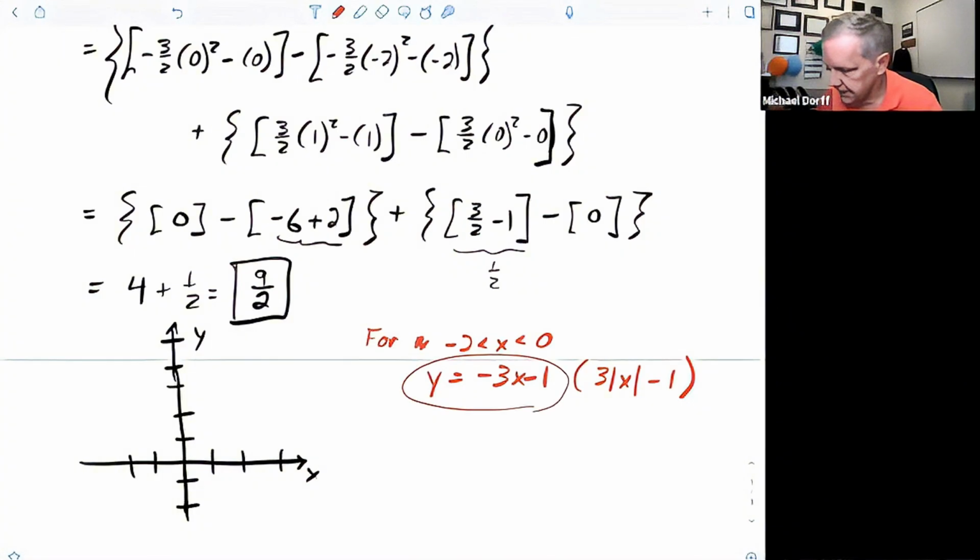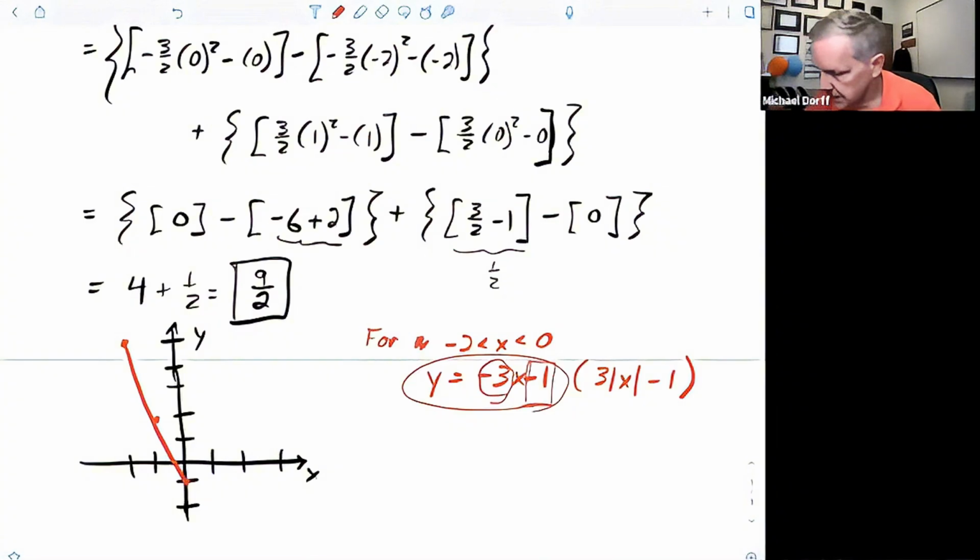So what does the graph of this look like? Well, it looks like this. If I plug in a point at -1, then I'm going to get 2, and at -2, I'm going to get 5, and this makes sense. This has a slope of -3 and a y-intercept of -1.